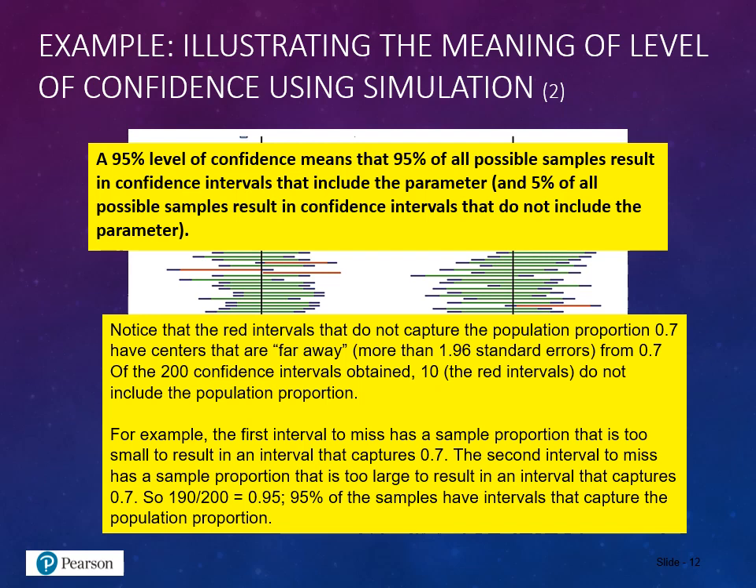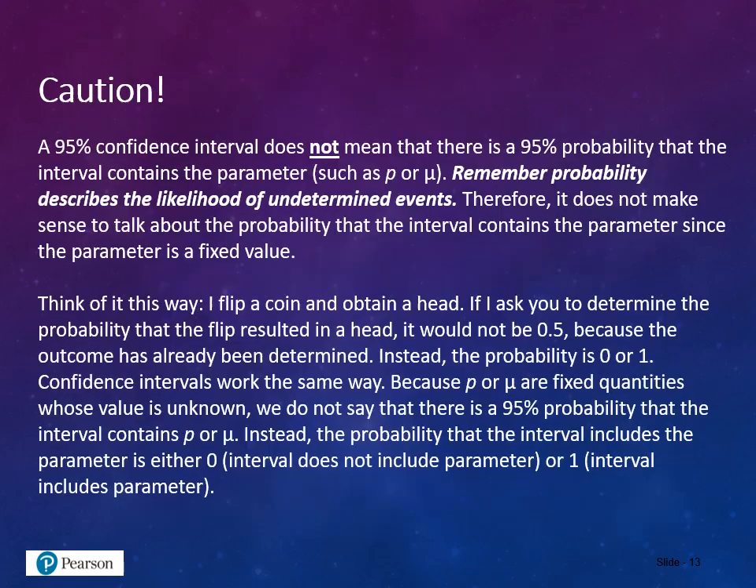So a 95% level of confidence means that 95% of all possible samples result in confidence intervals that include the parameter, and 5% of all samples result in confidence intervals that do not include the parameter.